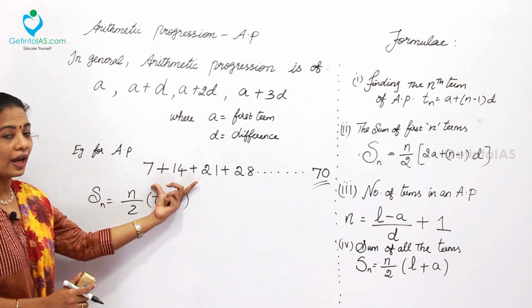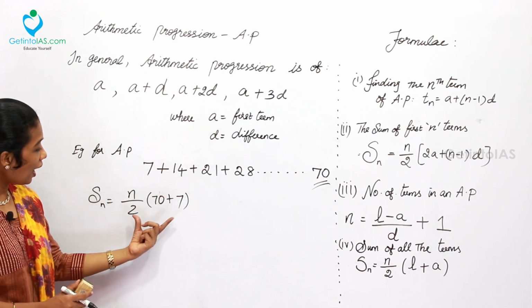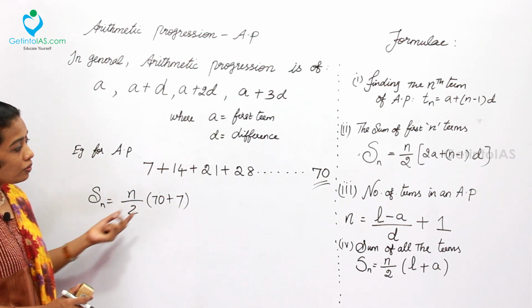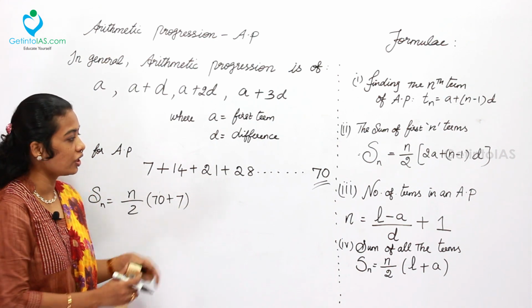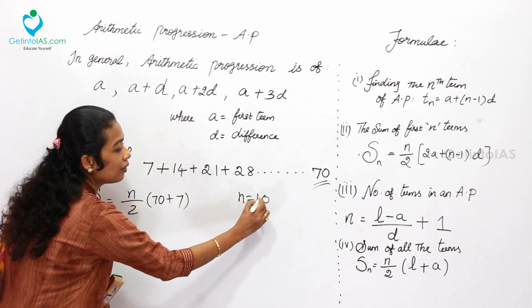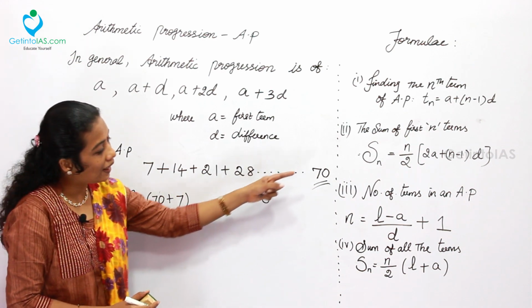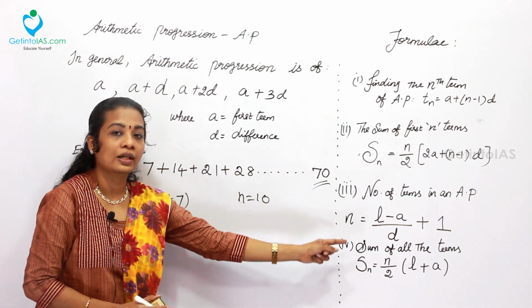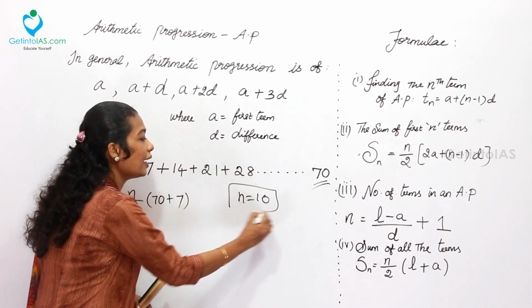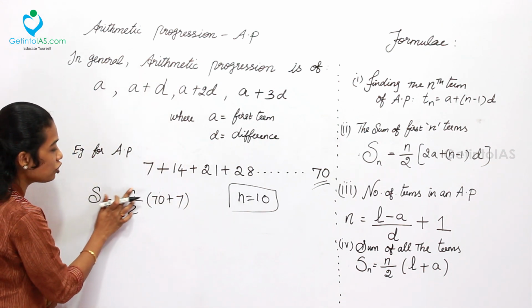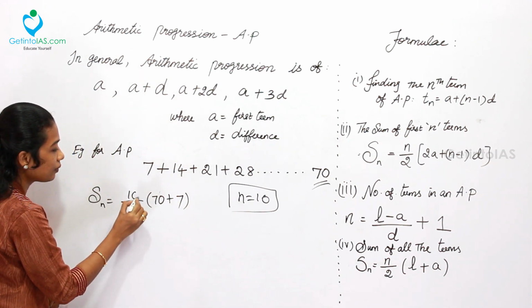First you will have to find n with the specific formula. After that you can change it. Now, just now we have solved it in the previous question. n is equal to 10, right? Or else you can take again the n formula, (L minus a) by d plus 1. You could say that n is 10. Now simply I can substitute n is 10.